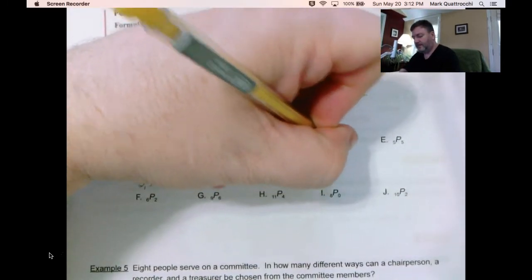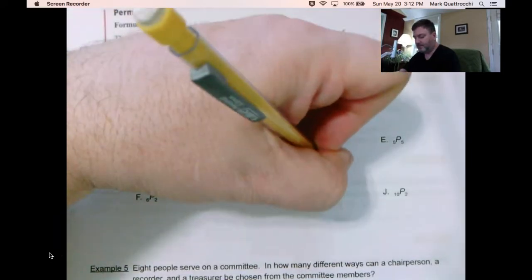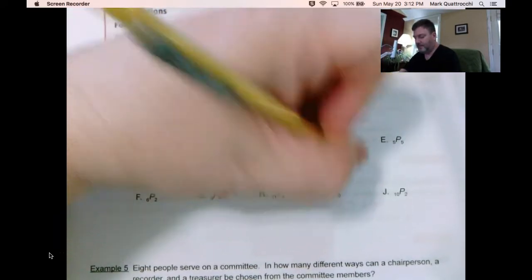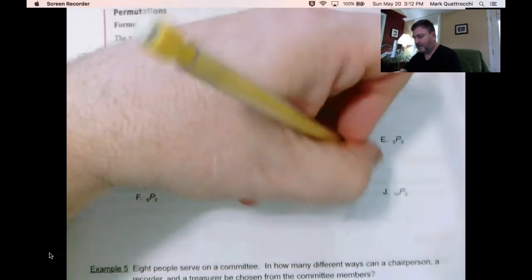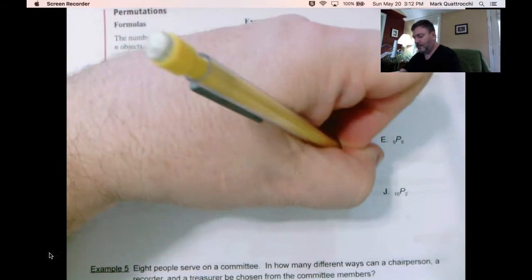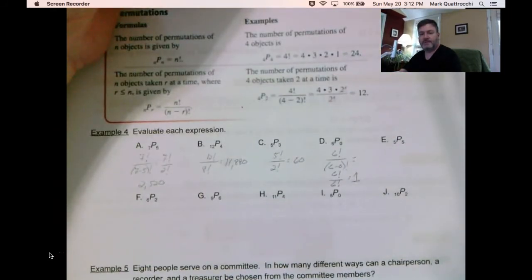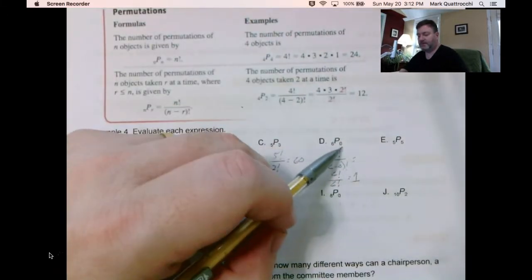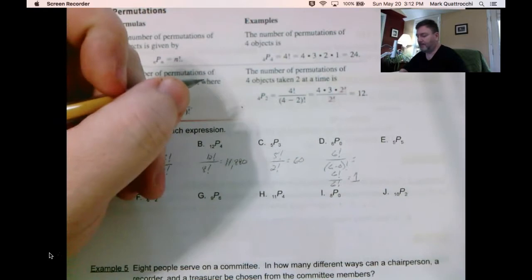6 factorial over 6 minus 0 factorial is 6 factorial over 6 factorial, which is 1. So 6 items chosen 0 ways. There's one way to do that.